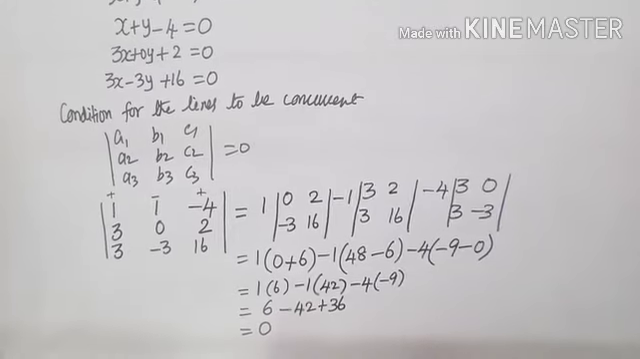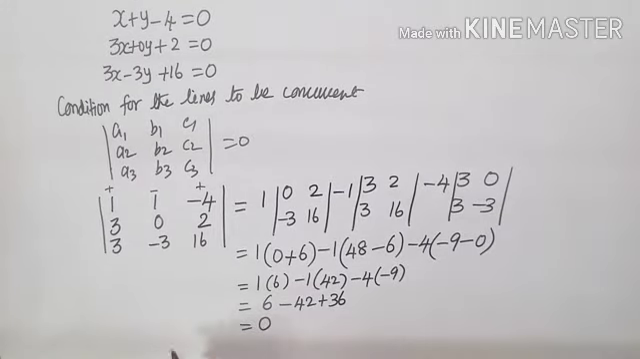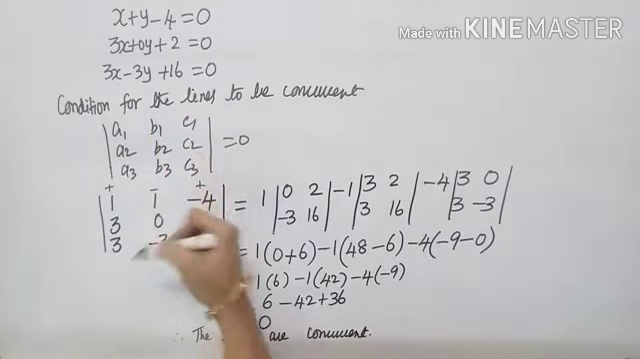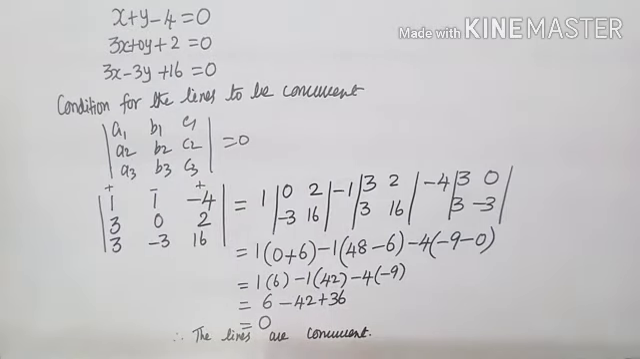Since my answer is 0, I can declare the lines are concurrent. So the given lines are concurrent. The only condition to remember, the determinant of the coefficients should lead to 0.